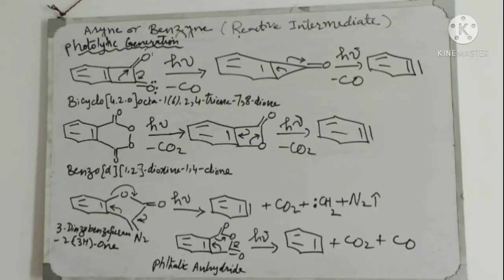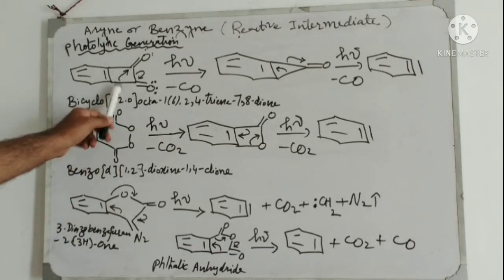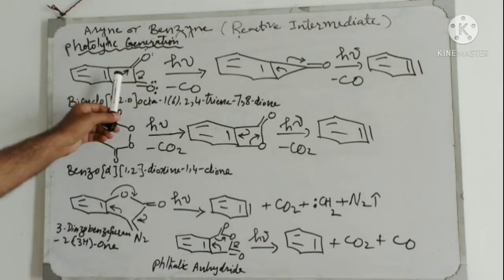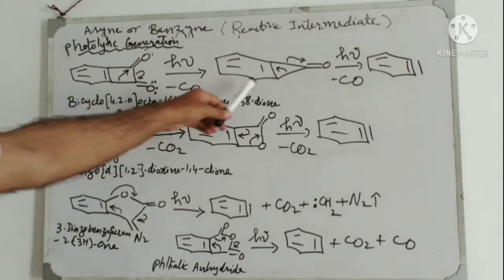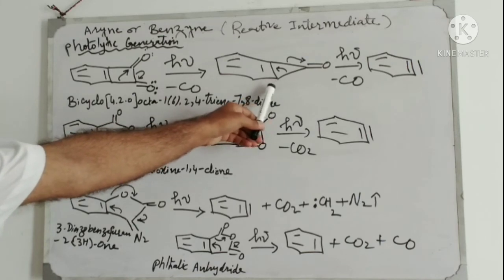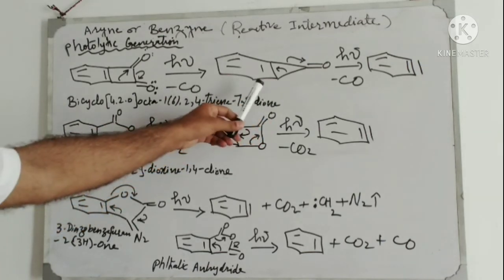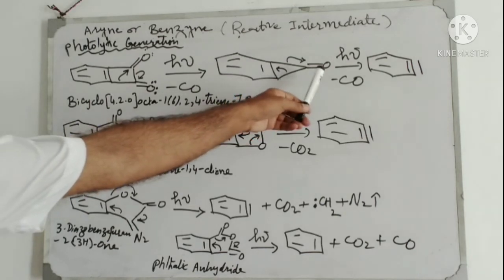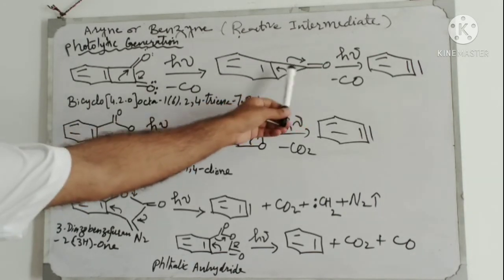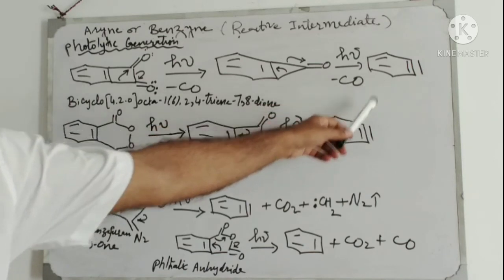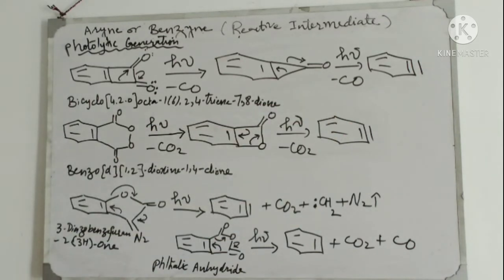So this is another method to generate the benzyne intermediate. This is through photolytic generation of the benzyne intermediate at low temperature. So this compound is a dione. This compound under photolysis gives this cyclopropanone type intermediate with the elimination of carbon monoxide. Then this intermediate is again photolytically decomposed to form the benzyne intermediate with the elimination of carbon monoxide again.